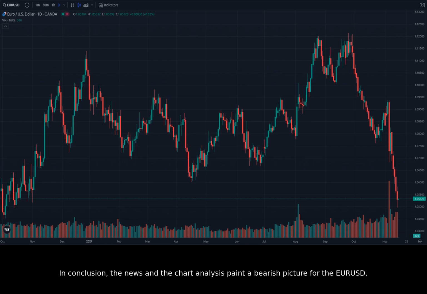In conclusion, the news and the chart analysis paint a bearish picture for the EURUSD. The pair has broken through key support levels and is showing signs of continued weakness. However, the RSI's oversold readings on the daily chart suggest that a short-term bounce is possible. This bounce, however, is unlikely to change the overall bearish trend.